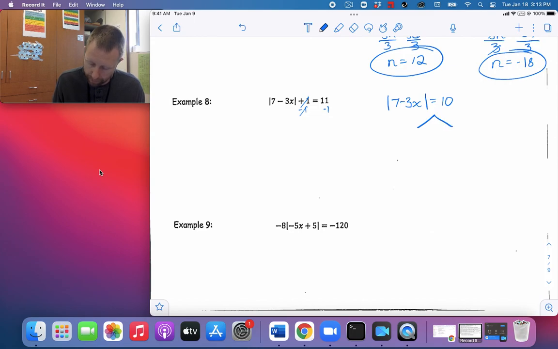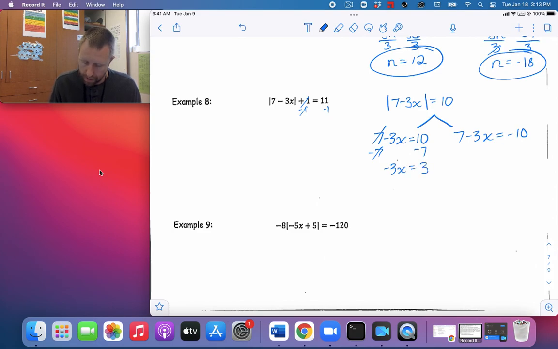I didn't draw this before, but I'll draw it this time. So I've got 7 minus 3x equals positive 10, and 7 minus 3x equals negative 10. All right, from here, same steps to solve both of these. I'm going to start by subtracting 7 from both sides. That leaves me with negative 3x equals 3. Subtract 7 from both sides, and that leaves me on this equation with negative 3x equals negative 17.